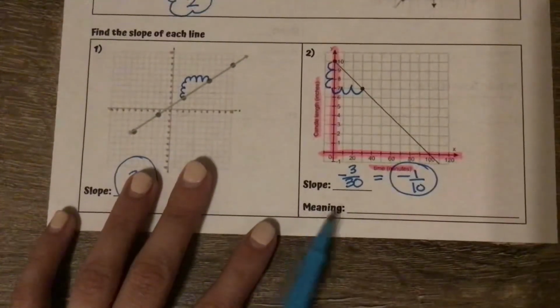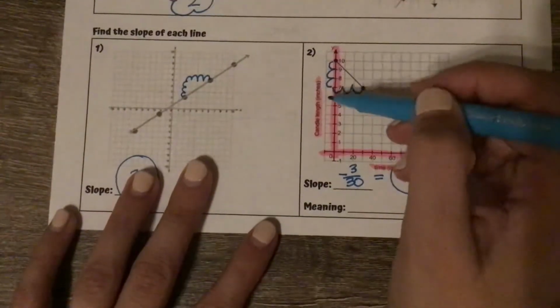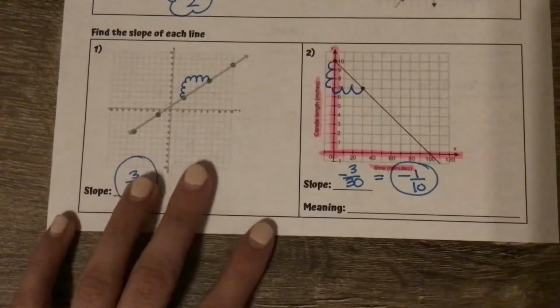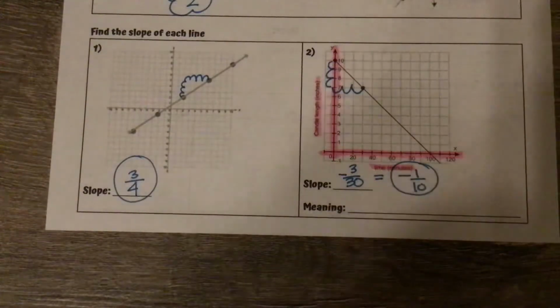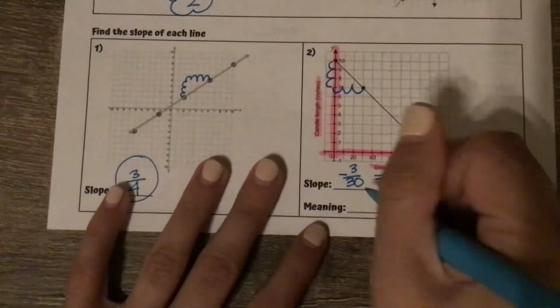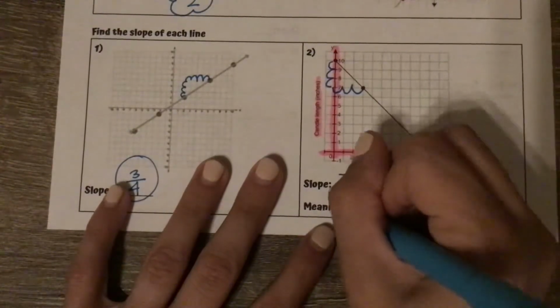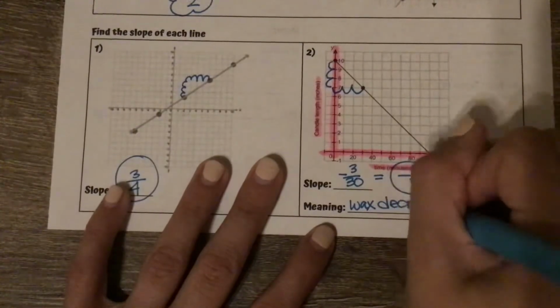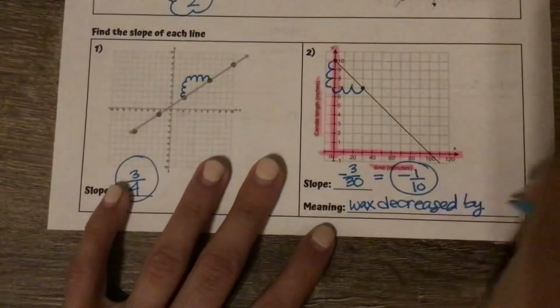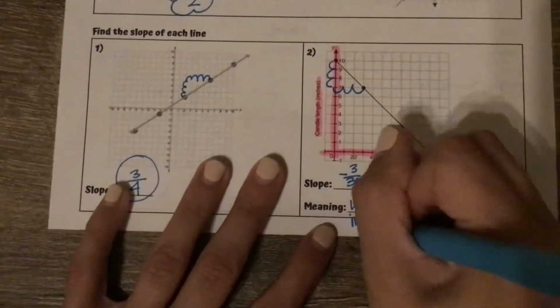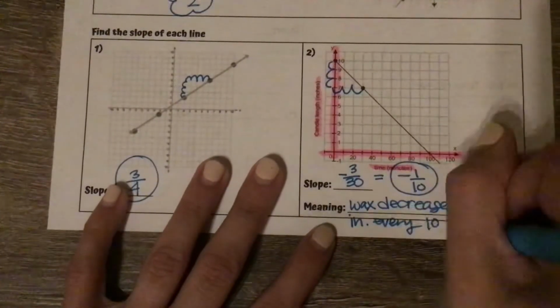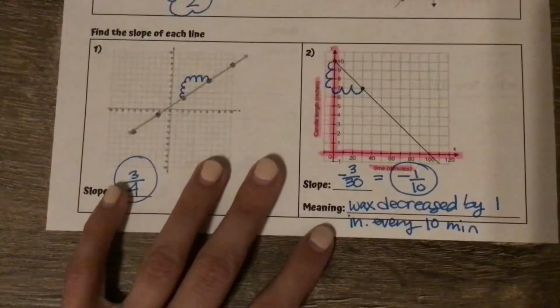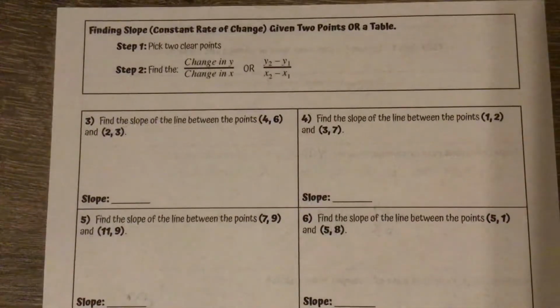And what does that mean in this scenario? Well, we're comparing the candle length to the time. So the wax, or the length, decreased by 1 inch every 10 minutes. So those were examples with graphs. Let's look at examples when you are just given 2 points, or a table.